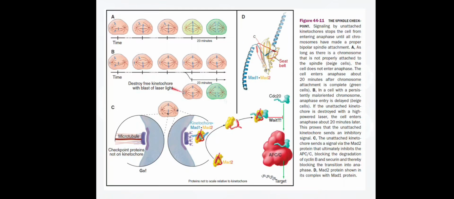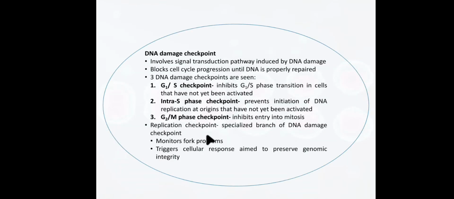So this was about the spindle checkpoint. And also we discussed the DNA damage checkpoint, which involves a signal transduction pathway. This signal transduction pathway is induced by DNA damage. This blocks cell cycle progression until the DNA is properly repaired.